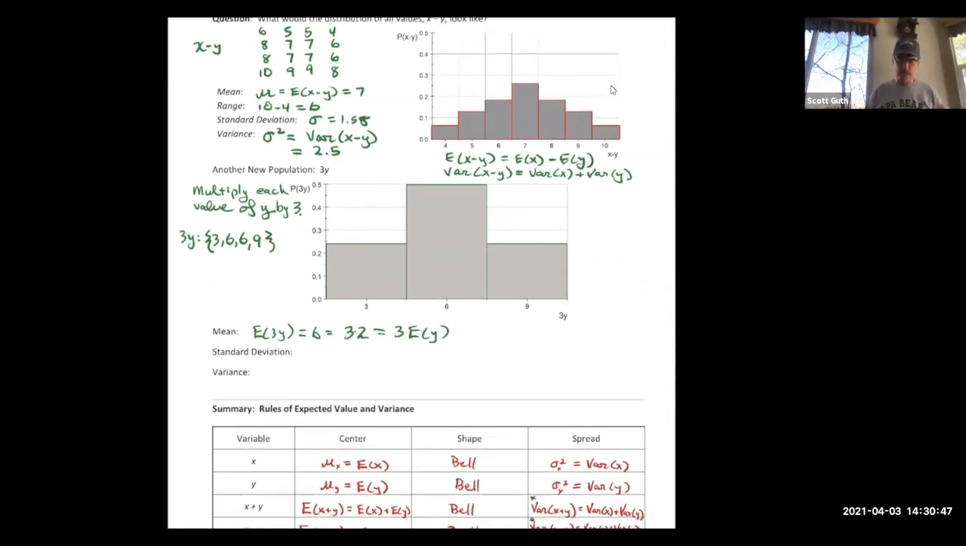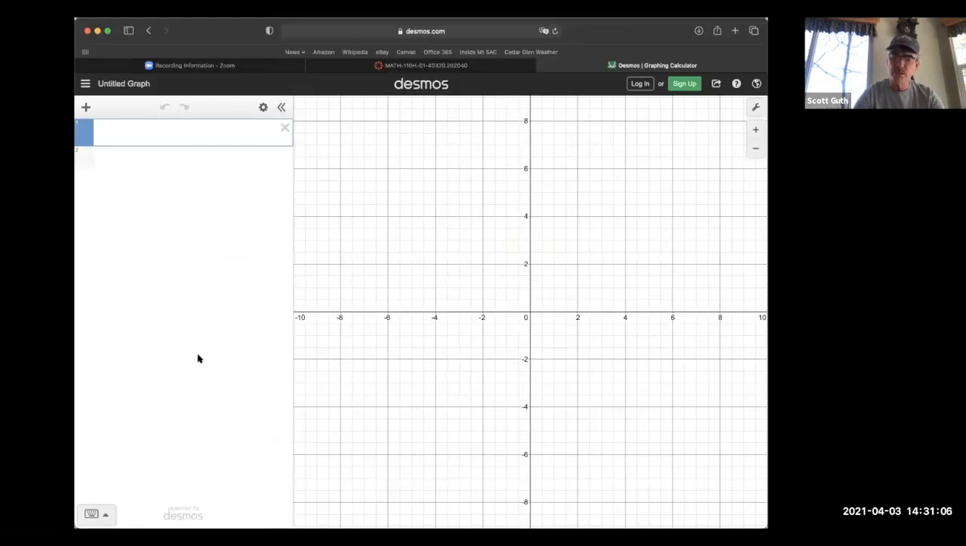Standard deviation, we're going to have to go over to Desmos real quick. So let me pop over there. Okay, so we'll have to do that real quick. Okay, so the list, I'll just call it A, is our 3y values, which are 3, 6, 6, and 9. Like that. We already know the mean is 6, but just for the heck of it, mean of A, 6.